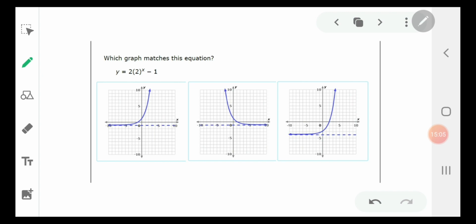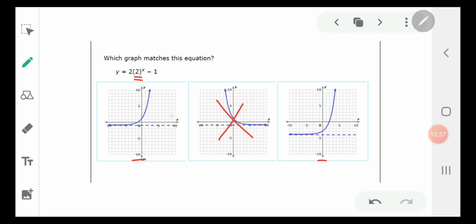Several questions of this type you might find in your assignment: which graph matches this equation. Given an equation 2 times 2 to the power x minus 1, and given several graphs, you have to decide which graph matches this equation. You actually decide upon two things. First of all, whether it's a growth or a decay. Looking at the base here, it is greater than 1, so it is a growth. It means I'm choosing from those two growth graphs, and I'm excluding the decay one.